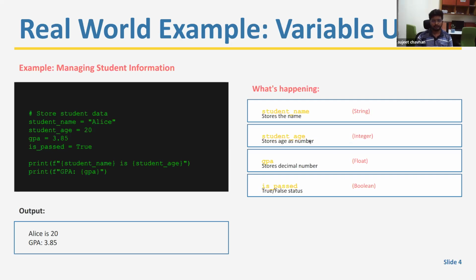Next thing is student age. Student age equal to 20. So this is a whole number, so this is considered as integer. And let's say if you write 3.85 or 3.9 or 0.2, so this will be float, with a decimal point. Okay, so this is GPA.